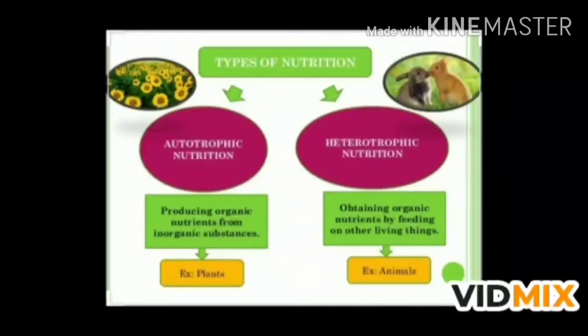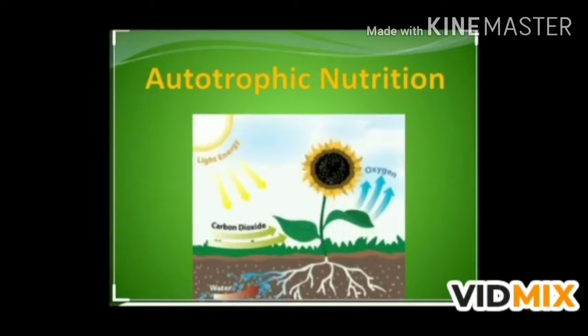So first we will discuss autotrophic nutrition. The mode of nutrition in which organisms make their food themselves from simple inorganic substances is called autotrophic nutrition. Auto means self and trophe means nourishment, also called holophytic nutrition. The organisms which make their own food from the simple substances present in the environment are called autotrophs. Autotrophs are the producers of food, so they are also called producers.